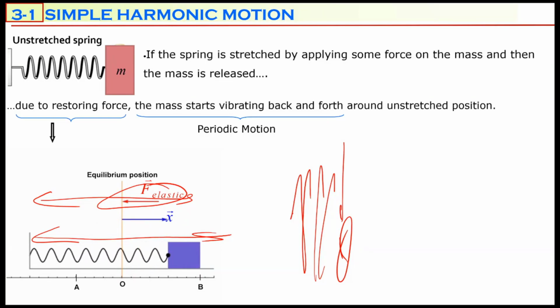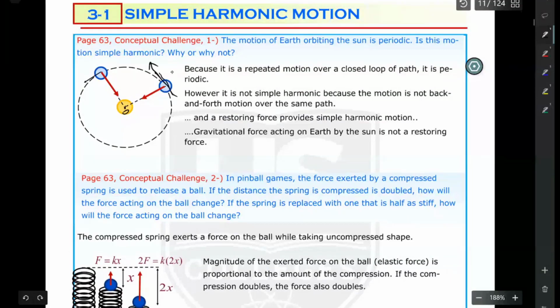But in this question, the direction of motion is tangent to the circle. But the centripetal force, the gravitational force, is perpendicular to the direction of the motion. Any force perpendicular to the direction of the motion is not a restoring force. It is centripetal force. That's why we have centripetal force, but we don't have a restoring force here. If there is no restoring force, then we cannot say this motion is simple harmonic. This motion is not simple harmonic because there is no restoring force acting on this object.